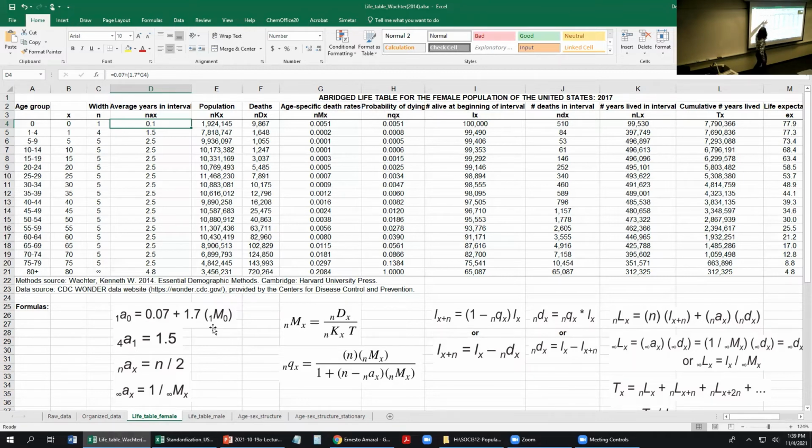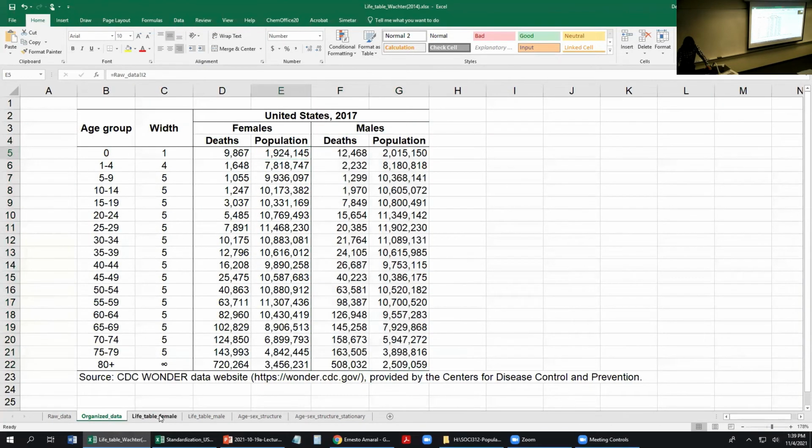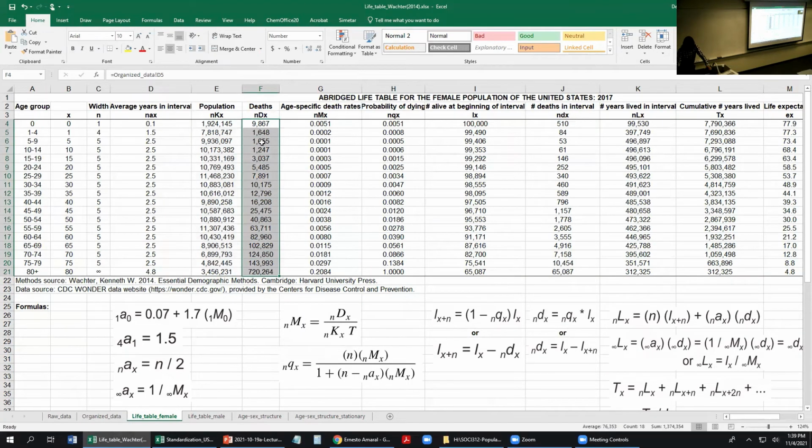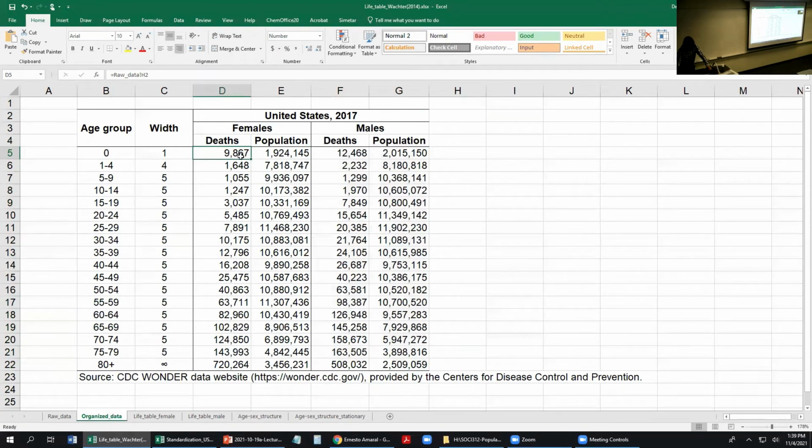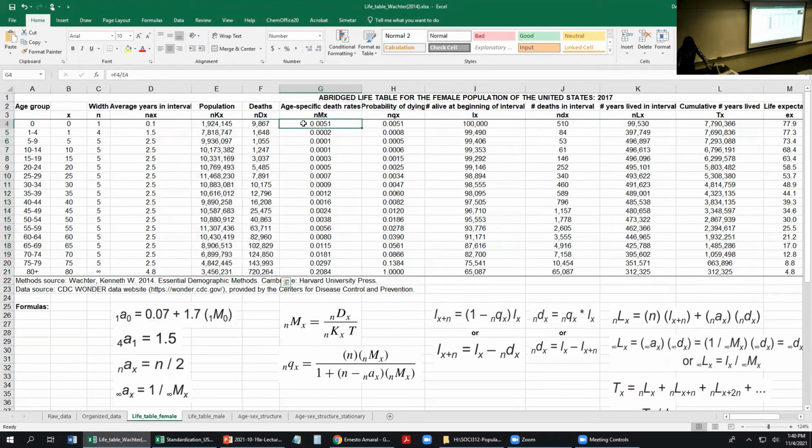Remember, what is the population of women in the US in 2017? Where did I get this data from? They all come from the organized data sheet that's right here. 1.9 million is here. And the number of deaths, 9,867, is here. If I divide deaths by the population in the middle of the period, I get the age-specific death rates or age-specific mortality rates. This one is just dividing deaths by population.